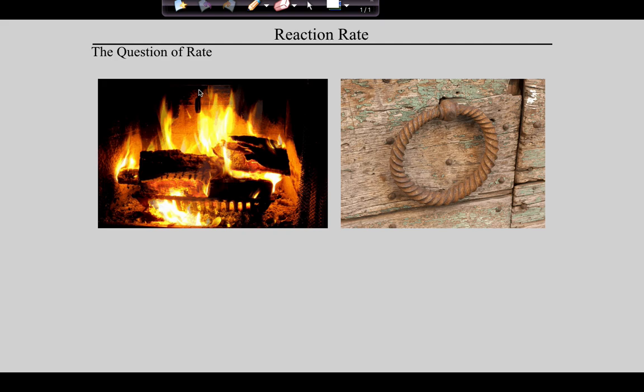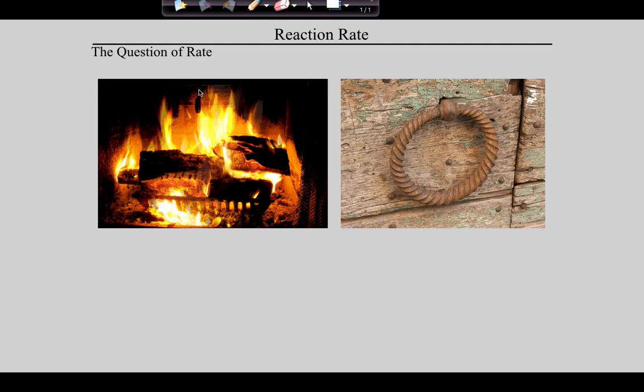So now let's come back to our original question. Guys, which one of these is happening faster? The question is stupid, but let's say it. Which one's faster? Burning wood or rusting iron? Yeah, the burning wood, right? Guys, the question is why? And you don't know yet.